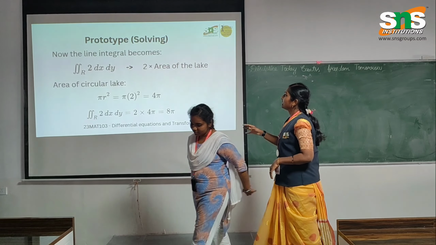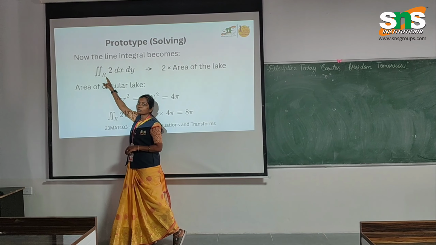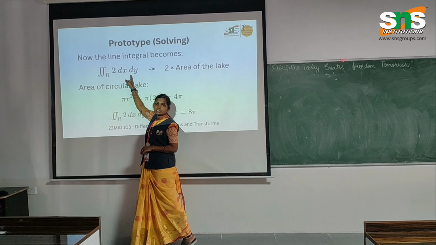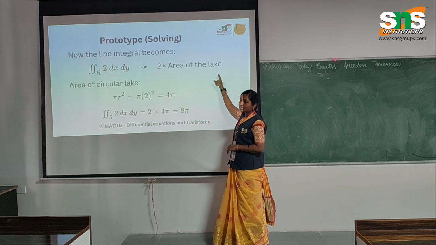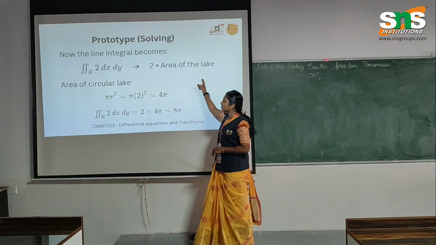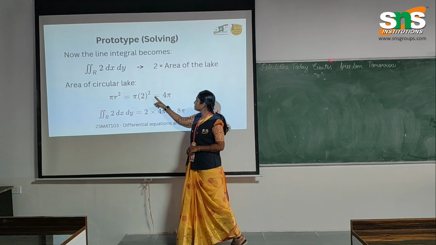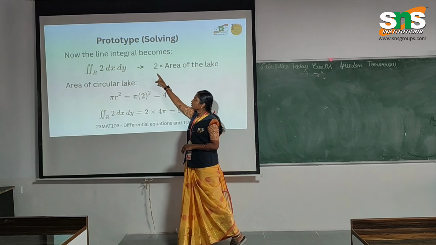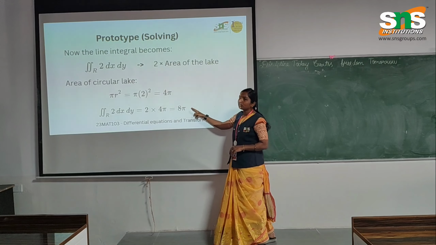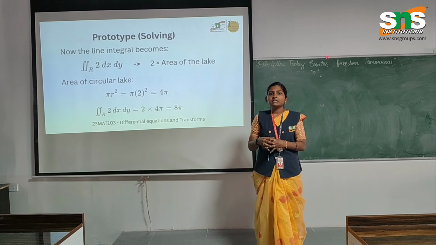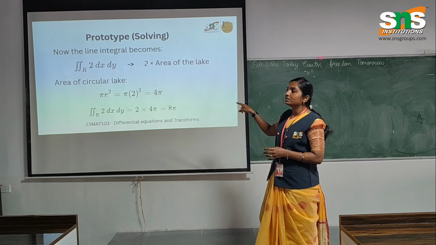So this is nothing but 2 into the area of the lake. What is this? This is nothing but the double integral over the region R of dx dy. This is nothing but the area of the circle. So we have mentioned it as the area of the lake. What is the area of the lake? We already know it is pi r square. Here your r is 2, therefore it is pi into 2 square, which is equal to 4 pi. Now what is our actual question? It is twice the area of the lake, which means twice the 4 pi, which is equal to 8 pi. So this is how we calculate the rotation of the water inside the lake along the boundary line. So our answer here is 8 pi.